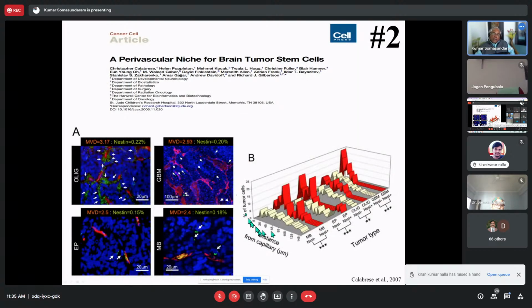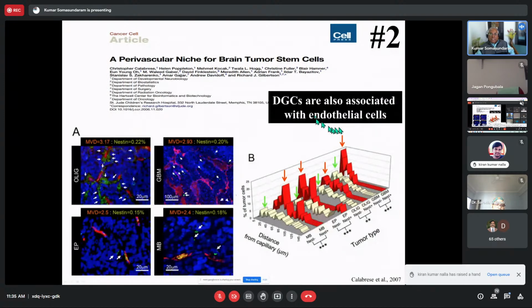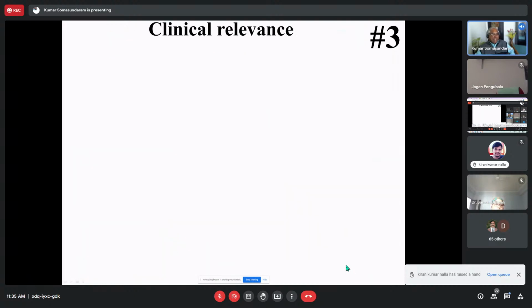Then they plotted the percentage of tumor cells which are located as close as possible to the endothelial cells. You can see here, if you concentrate on the GBM, nestin plus cells are located very close to the endothelial cells. That makes sense, that means the stem cells have a very close association with the endothelial cells. However, the nestin minus cells, which are represented by DGCs, are also located very close, but less so than the stem cells. Considering that nestin minus cells, DGCs, occupy the bulk of the tumors, even though they are fewer in proportion, because they occupy a larger proportion of the tumor, DGCs are also associated with the endothelial cells. Number 2.